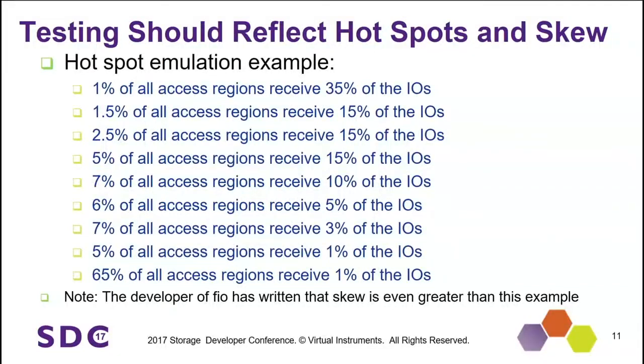Here's one example that we saw of where things were written. 1% of all access regions got 35% of the IOs. That's quite a bit. And it varies according to each of those, and as you get up to the higher numbers, they get less of the IOs over time. The FIO developer says that this is a simplified example, and that it's actually even a little bit more complex than this. But they're present, and skew is present.